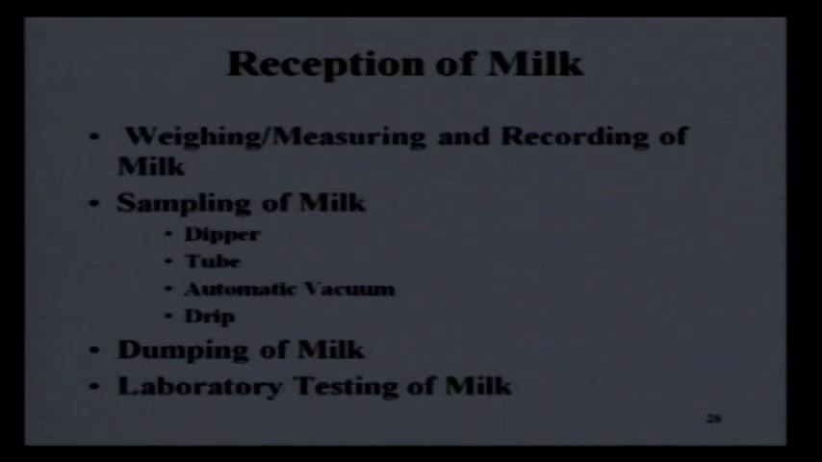Now after this, when the milk has been taken, this is for the initial inspection, then we can do the sampling of milk: dipper to tube, automatic vacuum, drip. These are the methods. Then we dump the milk and then we do the laboratory testing of the milk.